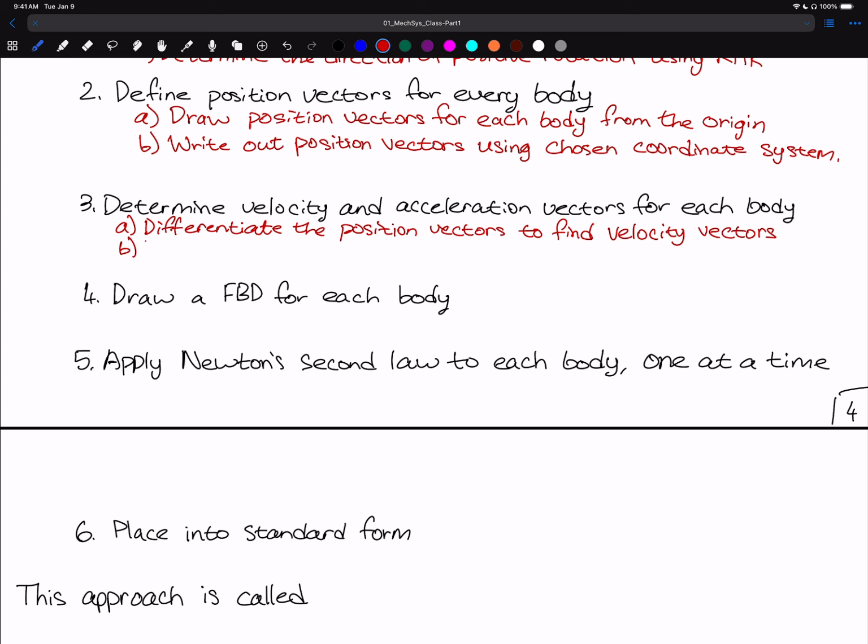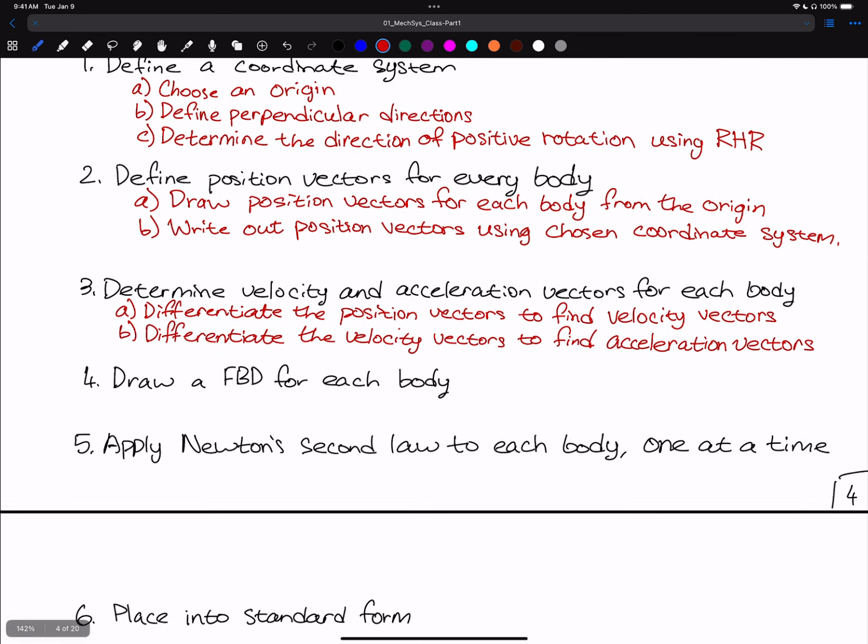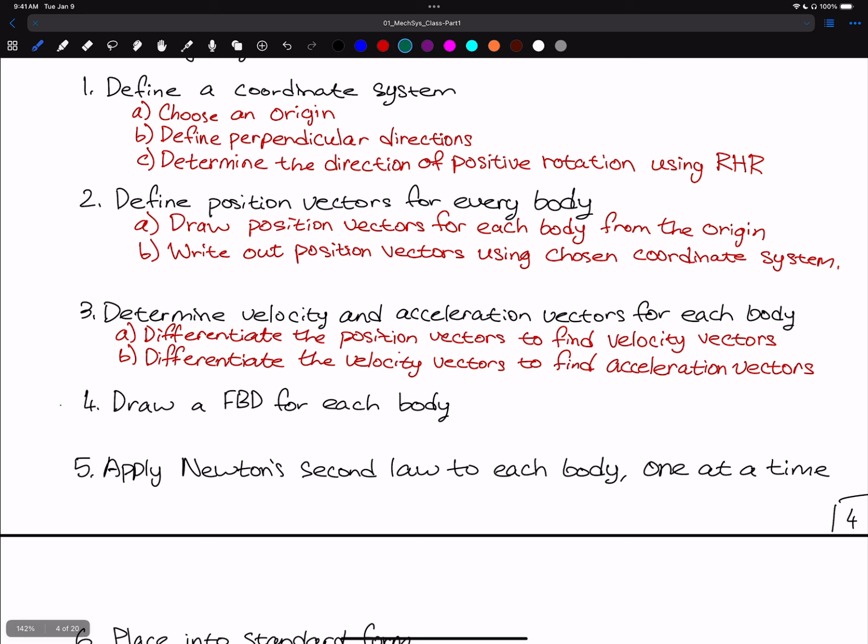The second step then is to differentiate the velocity vectors to find the acceleration vectors, and differentiate with respect to time. Okay, so these three steps cover kinematics.